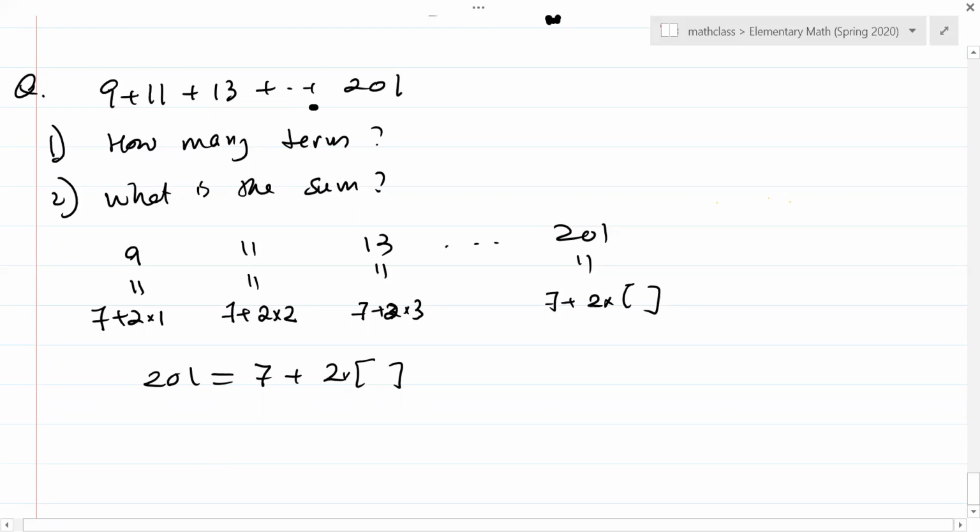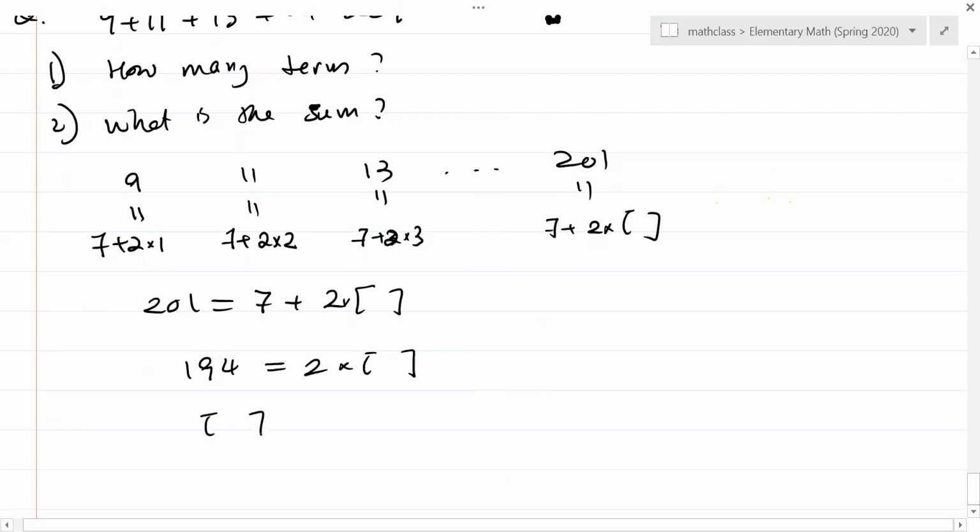201 minus 7 is going to be 194. Okay. Then that number divided by 4, divided by 2. Divided by 2 is going to be 97. So there are 97 terms here.